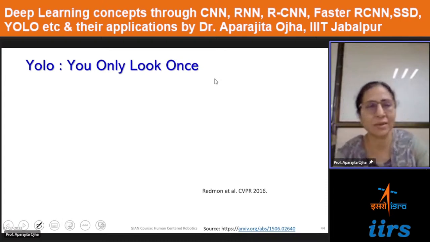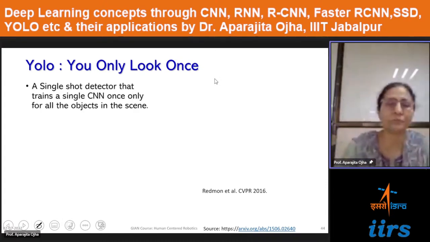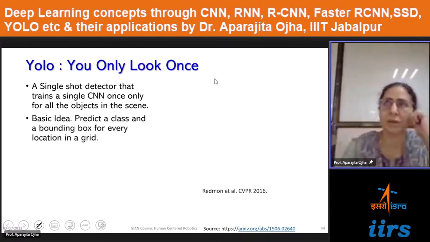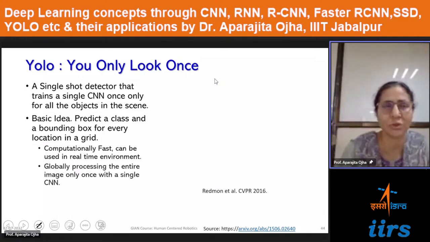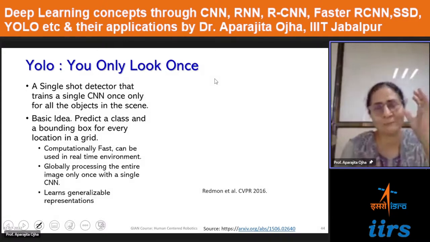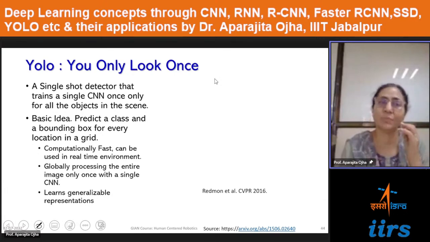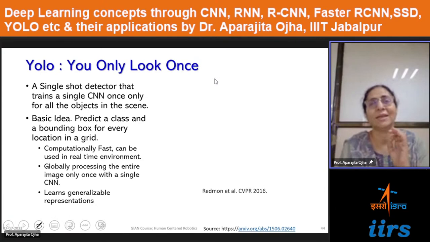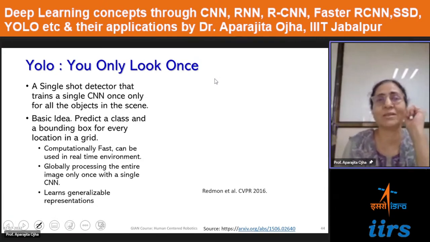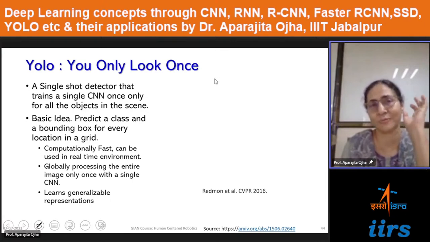Instead of this, there was a method introduced by Redmon, a PhD student at that time at a university, I'm forgetting the university name, but it's a very interesting method known as You Only Look Once. What does that mean? It is a single stage method. In one go, all the objects, all the categories, and their locations are identified by the CNN. It was computationally fast and can be used in a real-time environment. It processes the entire image only once with a single CNN. And what is very interesting and important here is that it learns a generalizable representation, right?